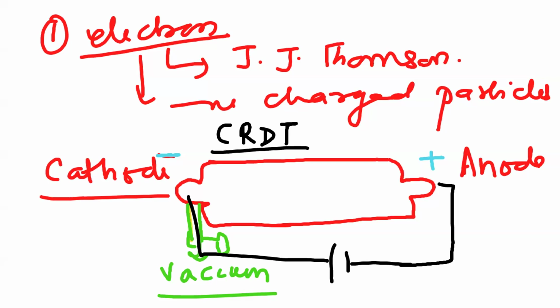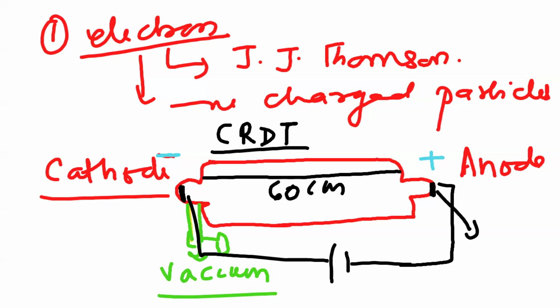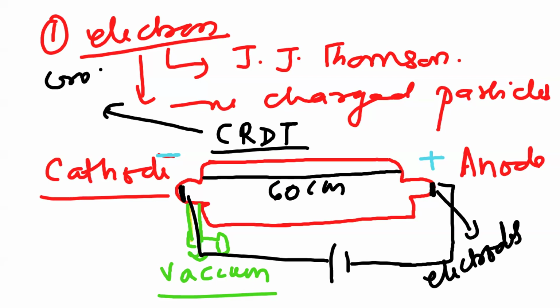This discharge tube is 60 centimeters long, and at both ends they have a thin strip of metal. These metals are known as electrodes. Therefore this tube was called the Crookes tube. Now this is your neat question: the cathode ray discharge tube is known as the Crookes tube, the negative part is the cathode and the positive part is the anode.